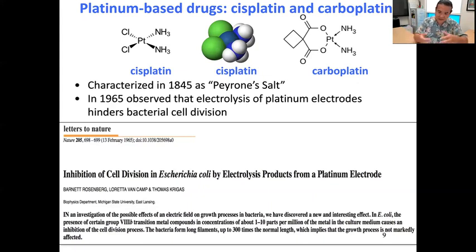And you get this compound, and this compound seemed to actually prevent the E. coli from dividing. So this is the paper from 1965: Inhibition of cell division in E. coli by electrolysis products from a platinum electrode. And so what they inadvertently discovered was cisplatin.